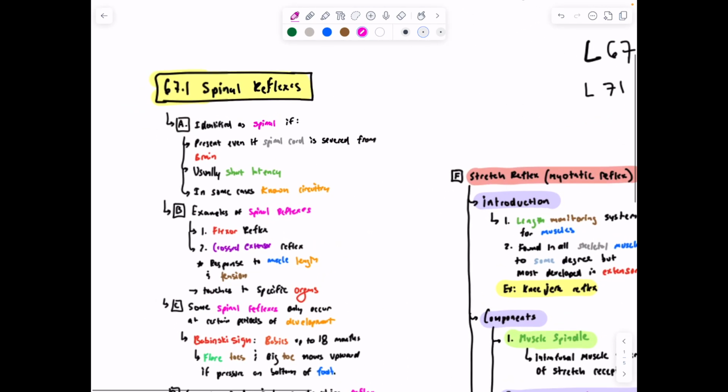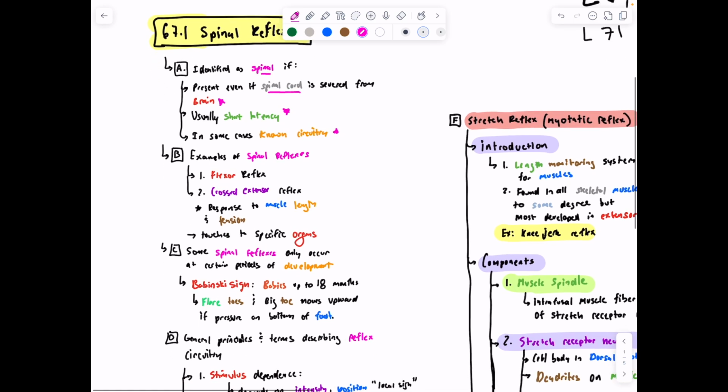So what is a spinal reflex? Well, it is identified as a spinal reflex if it is basically movement in response to a stimulus that's present even if the spinal cord is severed from the brain, right? Therefore, it's a spinal cord reflex, usually very short latency, meaning it happens pretty much immediately, stimulus to output of muscle, and generally we know the circuitry pretty well.